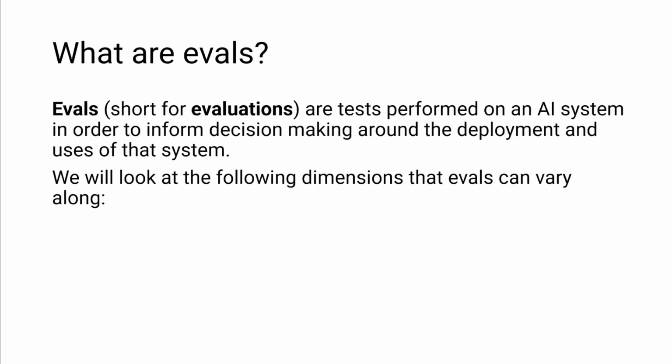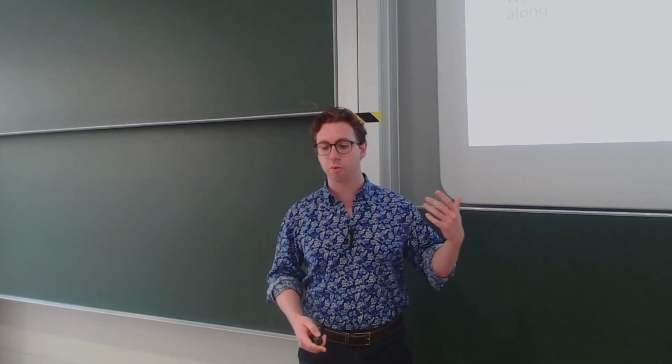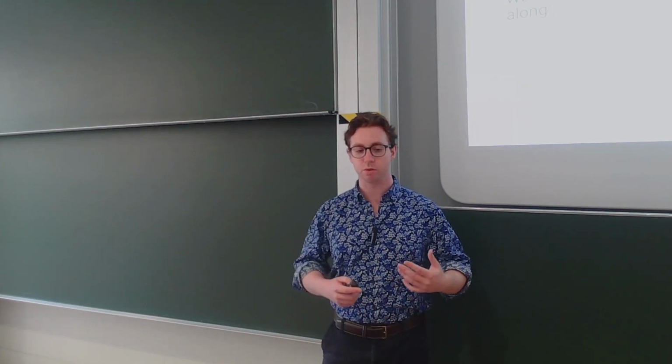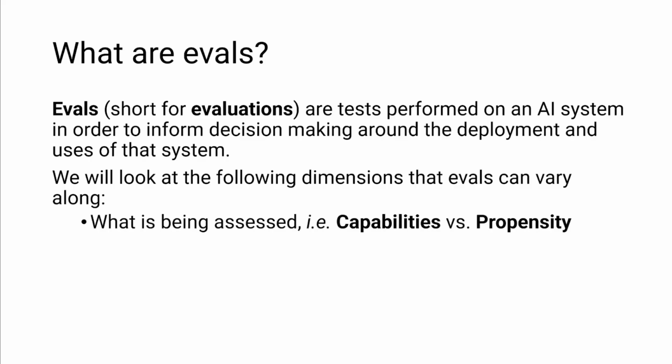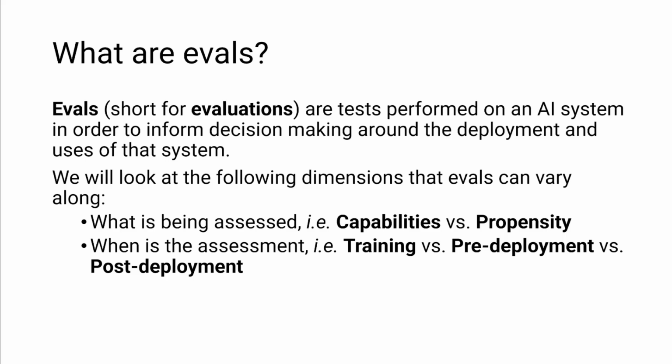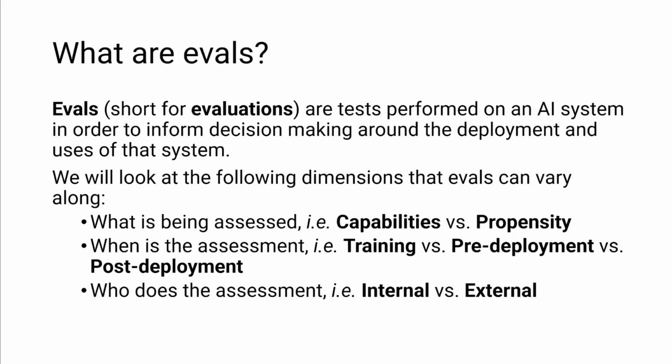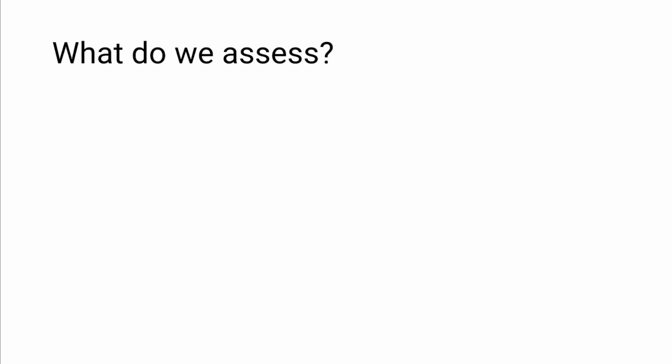We're briefly going to discuss different dimensions in which evals can vary. Some of these are more in the governance space, so how would you want a regulatory body to use evals in its decision making? First of all, we have what we're going to assess. I'm going to broadly talk about a division between a capability and a propensity eval, and for the rest of the lecture, we're mostly going to be talking about capability evals. We're going to talk about when you do the assessment, so whether you're doing the assessment during the training of the system, just before the system is deployed, or after the system's been deployed, and who is going to be doing the assessment, so whether the assessing body is internal or external to the company who's developing the model.